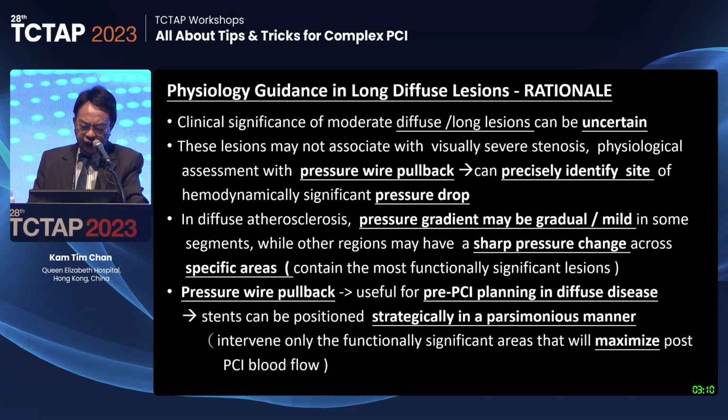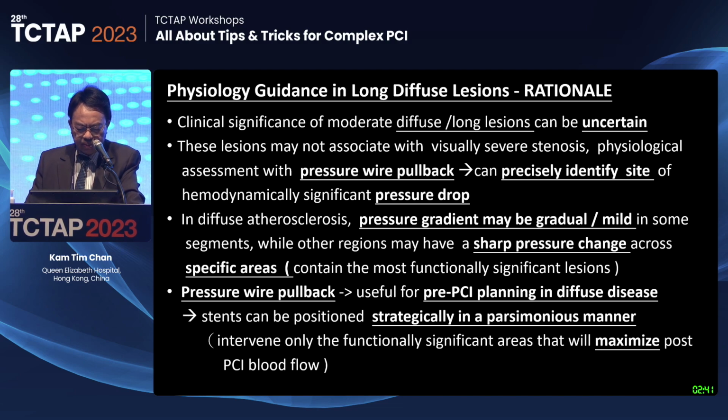The clinical significance of a moderate diffuse long lesion can be uncertain. Many of these lesions may not be associated with visually severe stenosis, so physiological assessment with a pressure wire pullback can precisely identify the site of hemodynamically significant pressure drop. In this diffuse disease, the pressure gradient may be gradual or mild in some segments, while other regions may have a very sharp significant pressure change across a specific area, which contains the most functionally significant lesions.